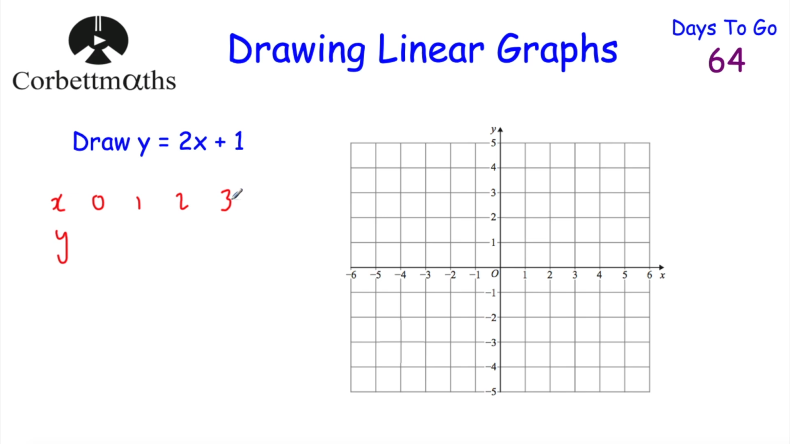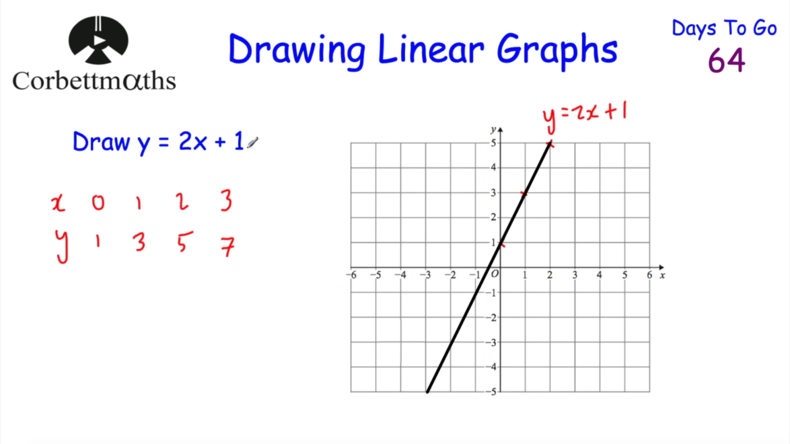3 multiplied by 2 is 6, plus 1 is 7. 2 multiplied by 2 is 4, plus 1 is 5. 1 multiplied by 2 is equal to 2, plus 1 is equal to 3. And 0 multiplied by 2 is 0, plus 1 is equal to 1. So we've got some coordinates that lie on this line: (3, 7), (2, 5), (1, 3), and (0, 1). So let's plot them. And that's the line y equals 2x plus 1. That's how you can draw a linear graph by using a little xy table.